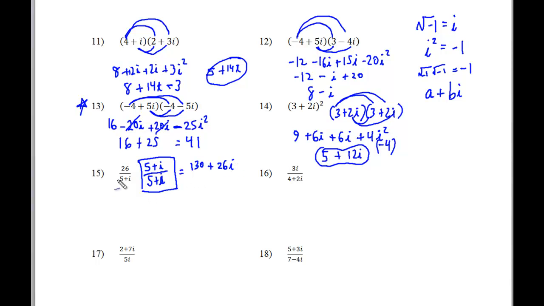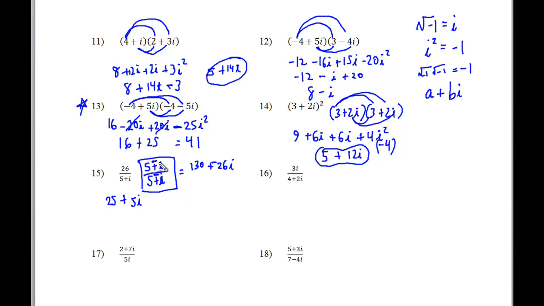Now our denominator is going to get FOILed, but look what happens when we FOIL. 5 times 5 is 25. Then I get 5 times i, which is 5i. Oh shoot, I should have used subtraction here. So let's rewind a little bit. This should be a minus, this should be a minus, and then this should be a minus. So sorry about that.